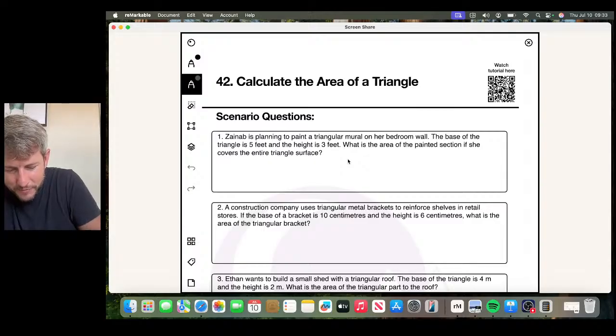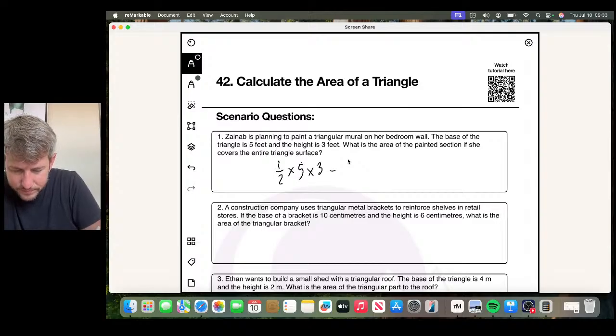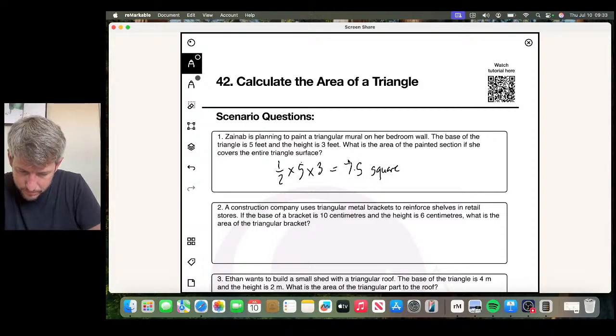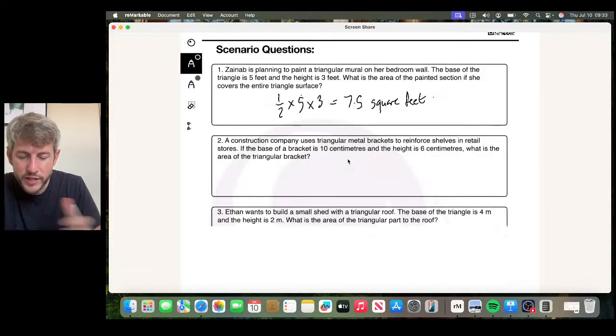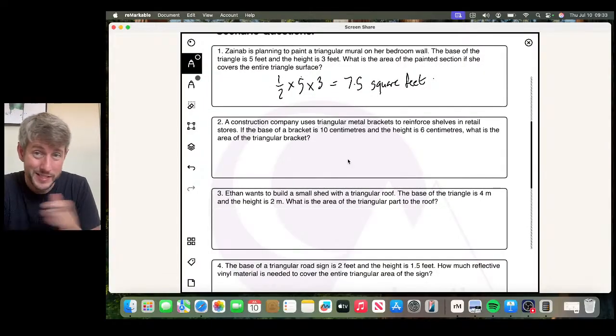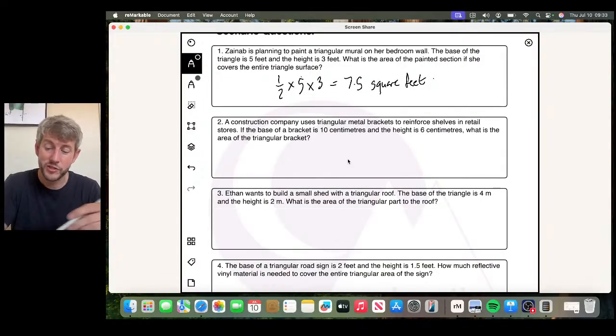So again, it's the same thing as always. It's a half times the base, which is 5, times the height, which is 3. Okay, right, so I'm just going to do 5 times 3 first, and then half it. So 5 times 3 is 15. Half of 15 is 7.5 square feet. Okay. Remember, whenever it's multiplication, you can do it in any order you like. It's the one thing that absolutely doesn't really matter with the order. If it's all multiplied, you can just do what you like.